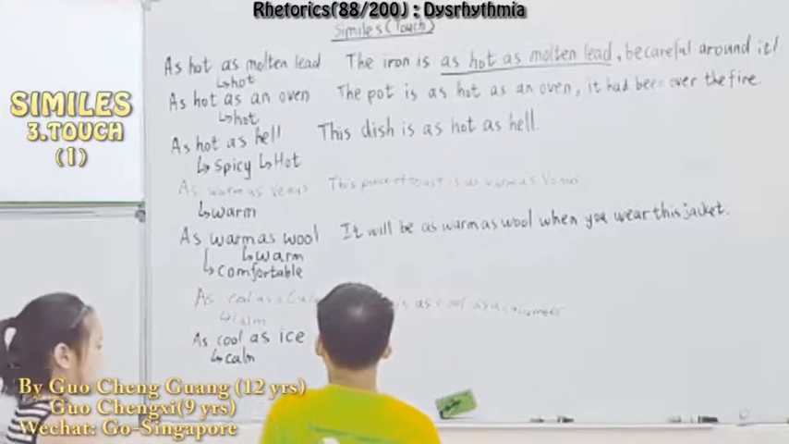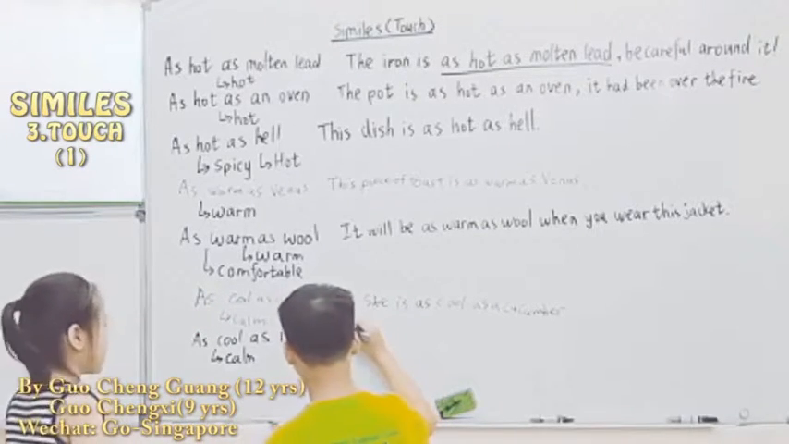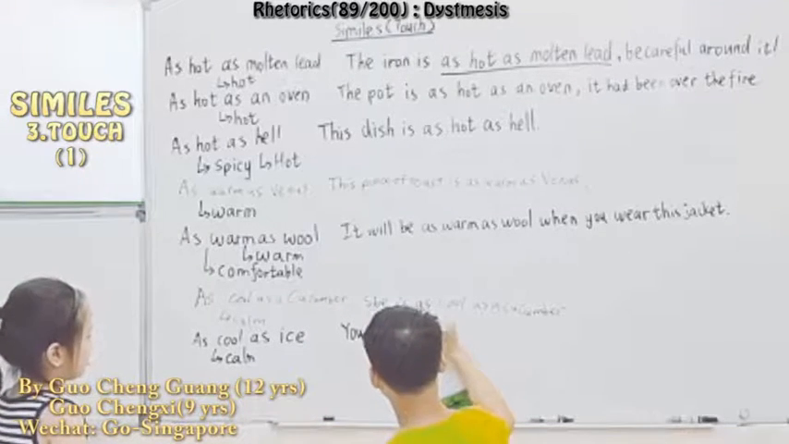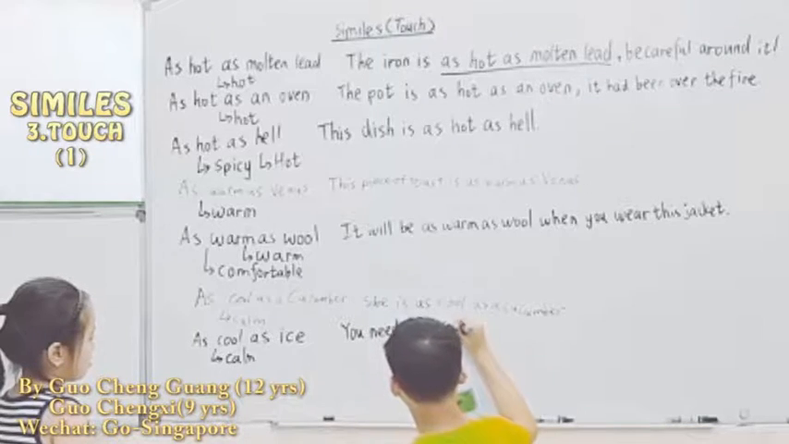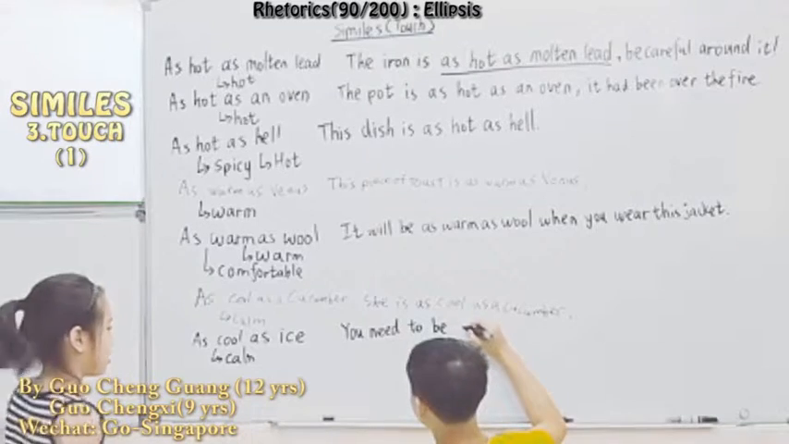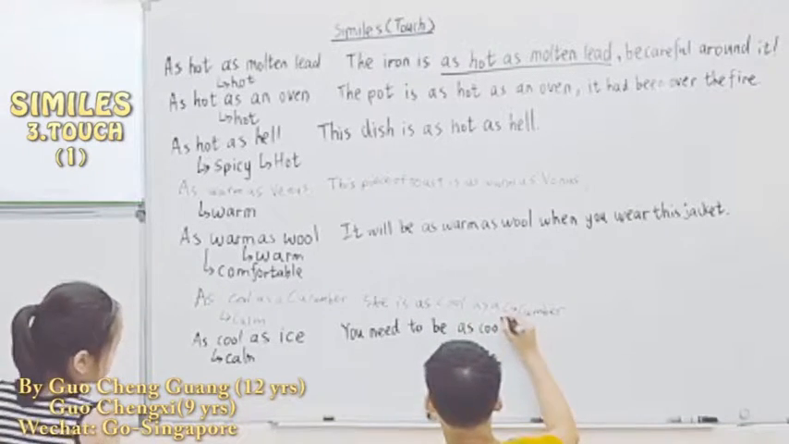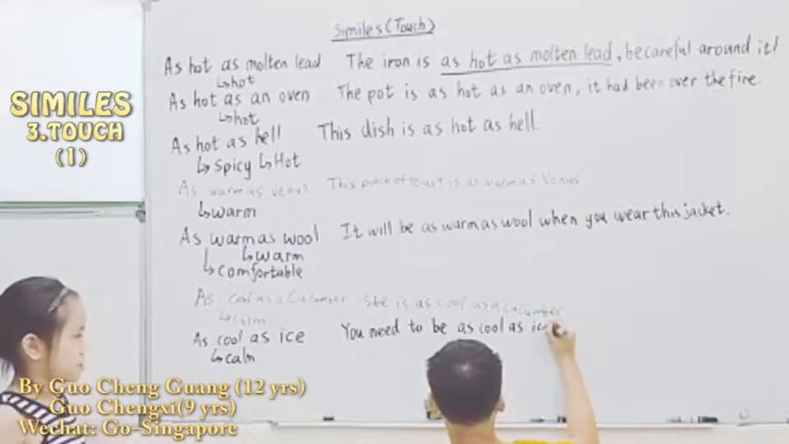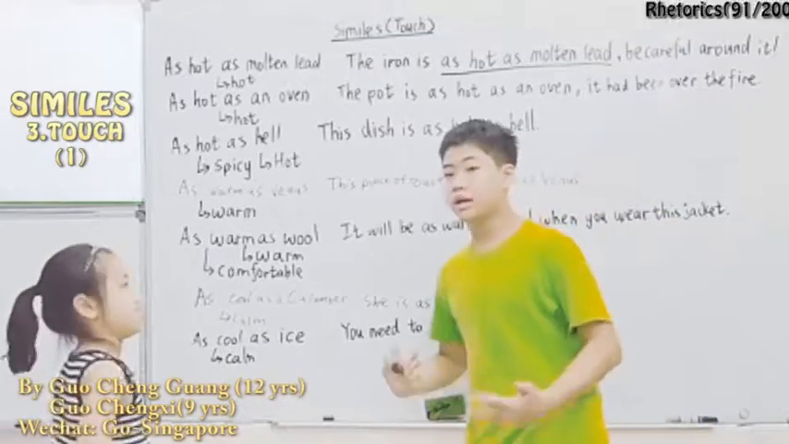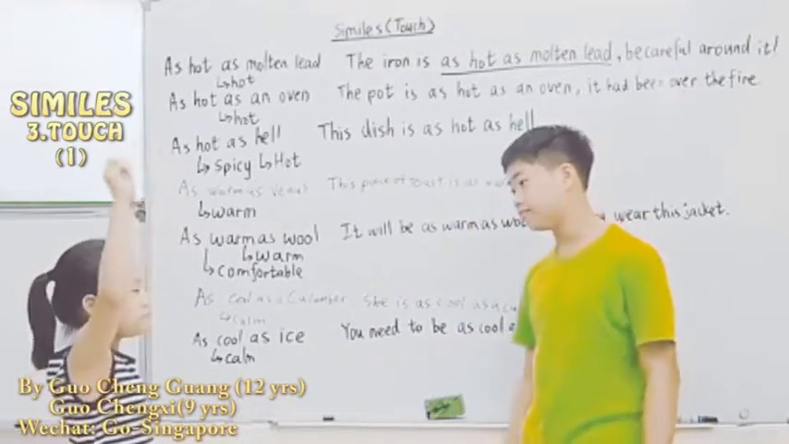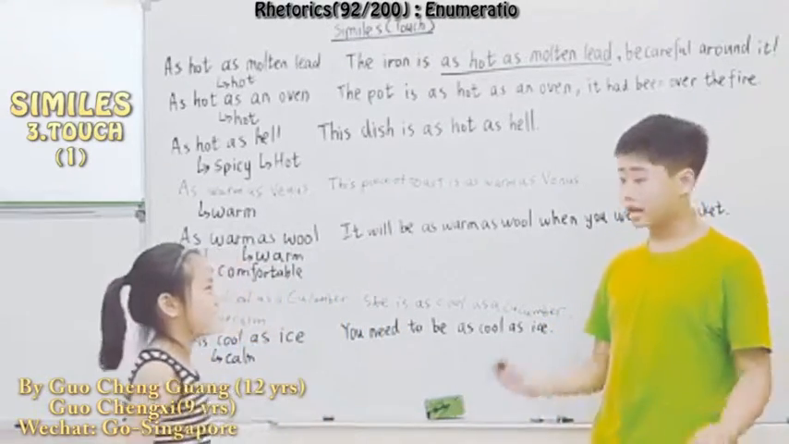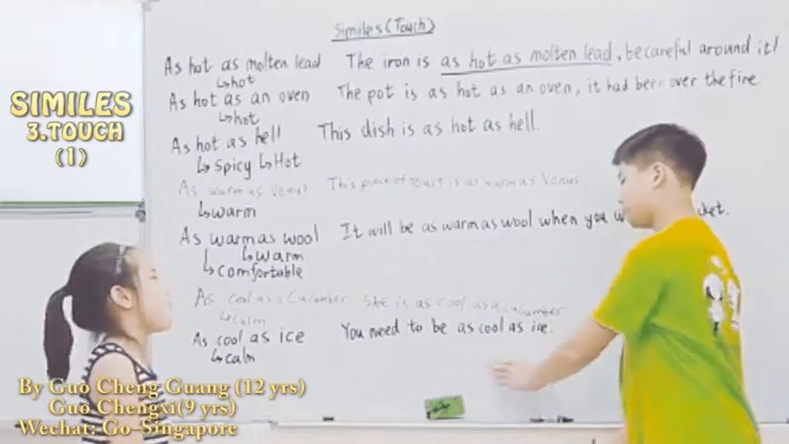Another example. You need to be as cool as ice, because sometimes when you panic, you can't actually figure things out, right? When you panic, your mind is out of control. You can't control it. So that's why you need to be as cool as ice until the fire is out.